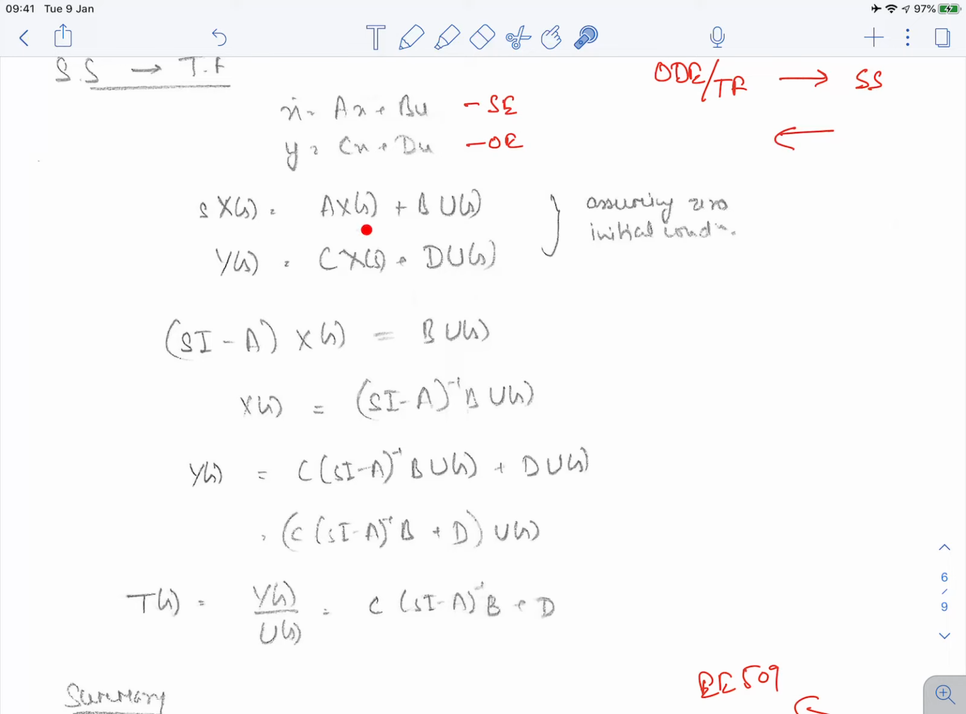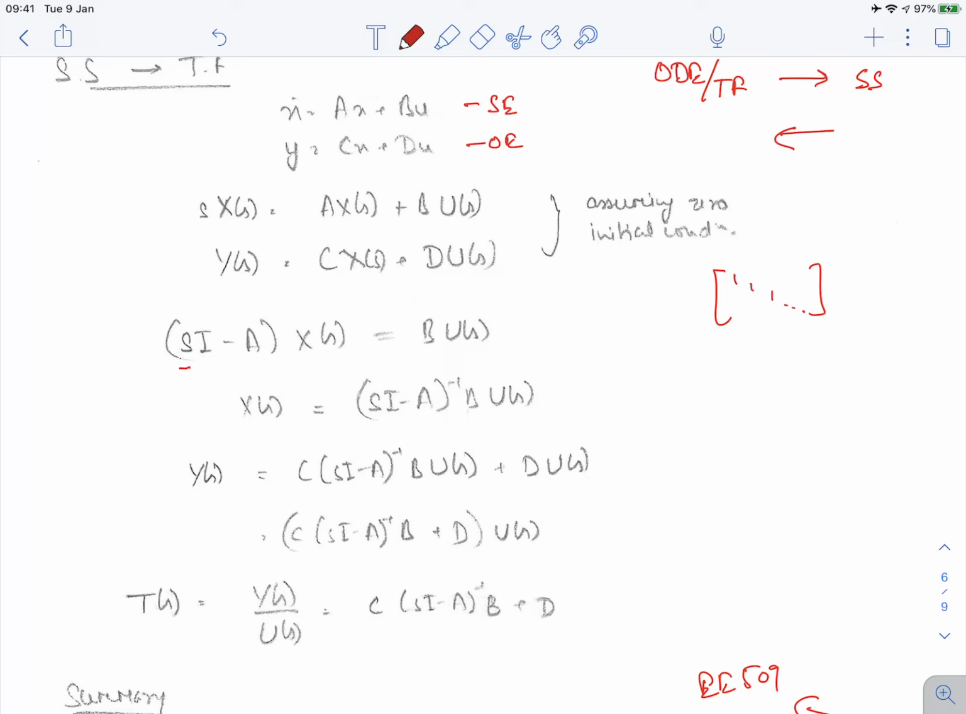Now taking this A x(s) onto the left hand side, I would obtain sI minus A. So this I is an identity matrix. The identity matrix is the matrix which contains 1 along its diagonals depending on the dimension of the A matrix, because s here is a scalar variable. So here I would obtain (sI minus A) x(s) is equal to B u, and I can express x(s) as the inverse of this matrix (sI minus A) times B times U(s).